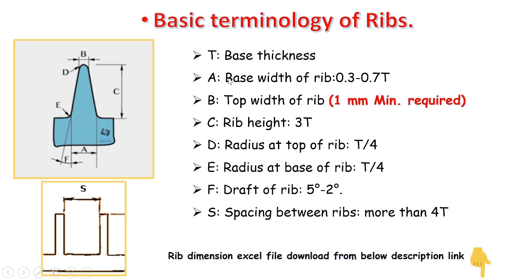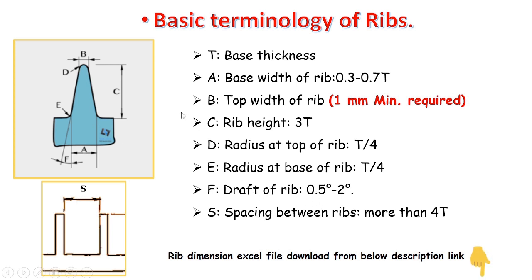B, the top width of the rib. This thickness should be a minimum of 1 mm, because with less than 1 mm the plastic material will not fill, which means there are chances of short fill. C, the rib height, is thrice T. See here, it is 3 times the base thickness. D, the radius at the top of the rib, should be 0.25 into T, that means T by 4. E, the same radius at the base of the rib.